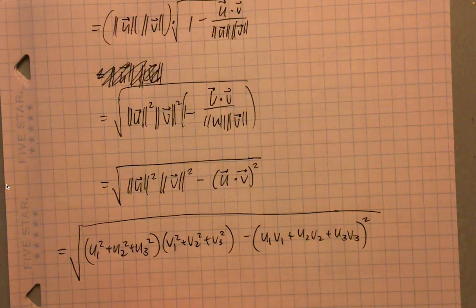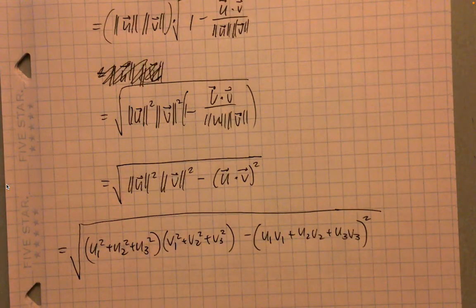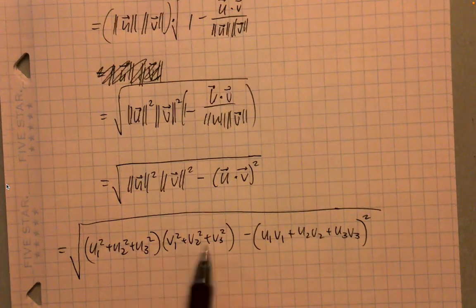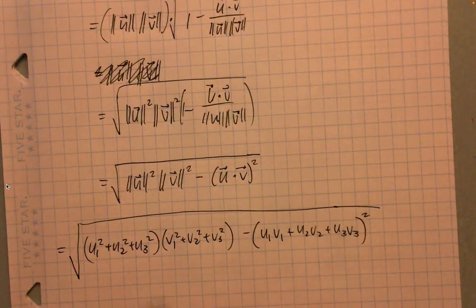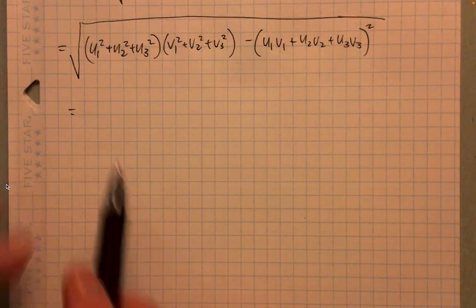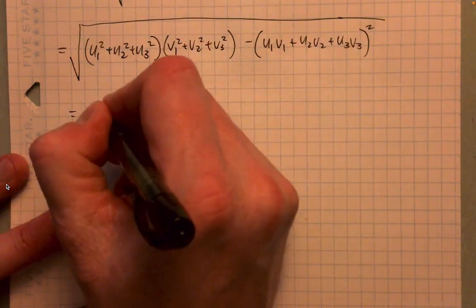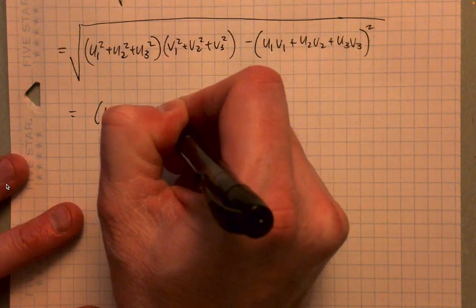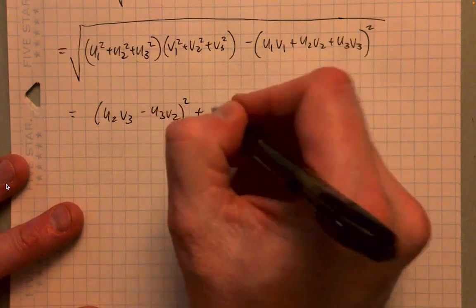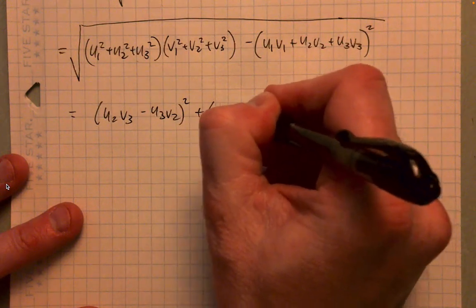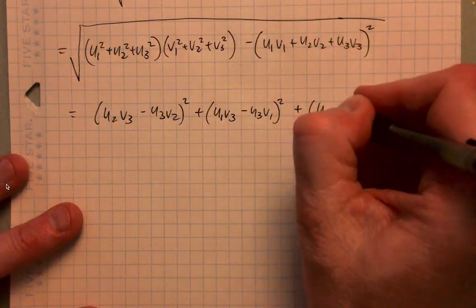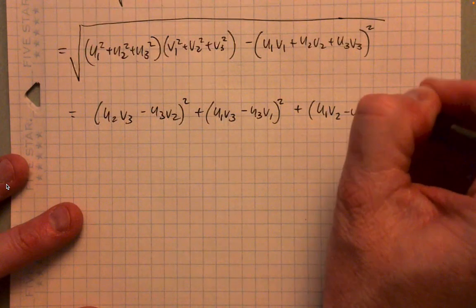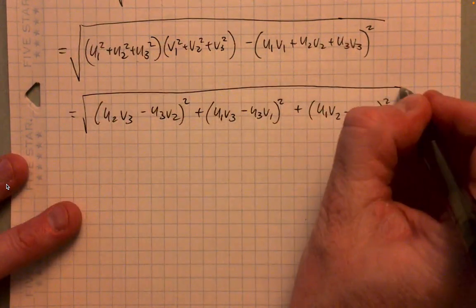Now this looks terrible, but it turns out this works out really nicely. Now when we expand this front piece and then square this piece out here, it'll take several steps, so I'm just going to cut to the chase. You can easily confirm this by just expanding this. What you get is u2v3 minus u3v2 squared plus u1v3 minus u3v1 squared plus u1v2 minus u2v1 squared. Okay, and the square root of that.